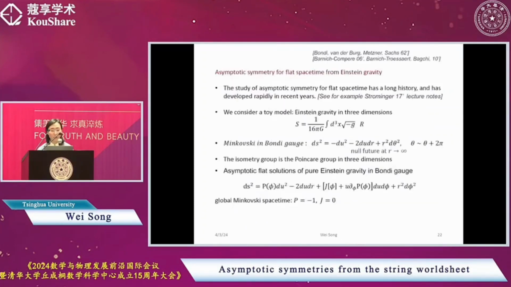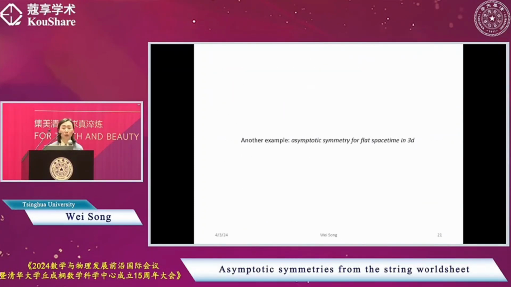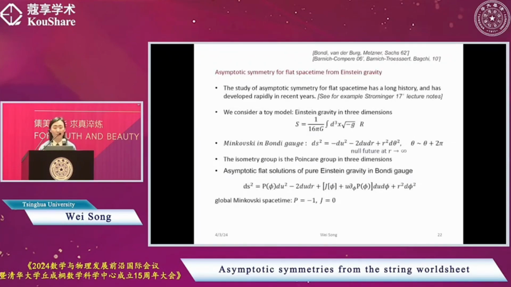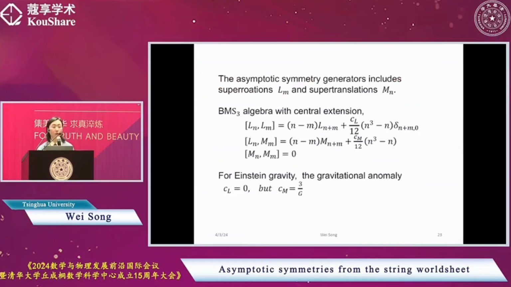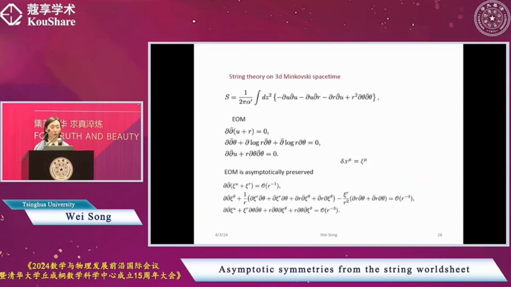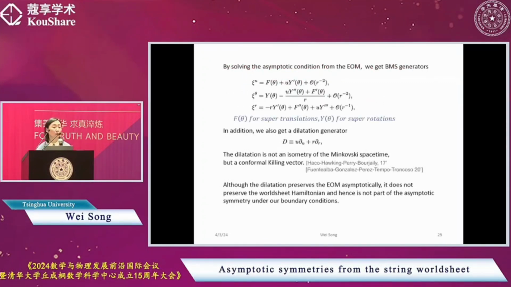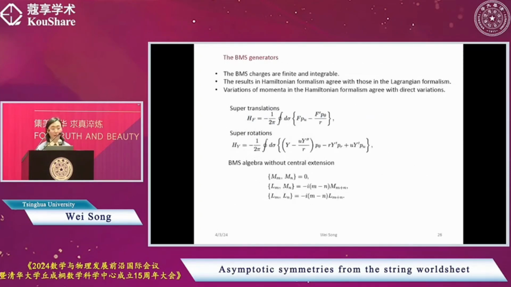And another example is asymptotically flat spacetime in three dimensions. As I mentioned before, in the 60s, people found the four-dimensional BMS group there. And here, using string theory, using the same procedure, we found the three-dimensional version of that. We found all these superrotations and supertranslations, and also wrote down the generators on the worldsheet.